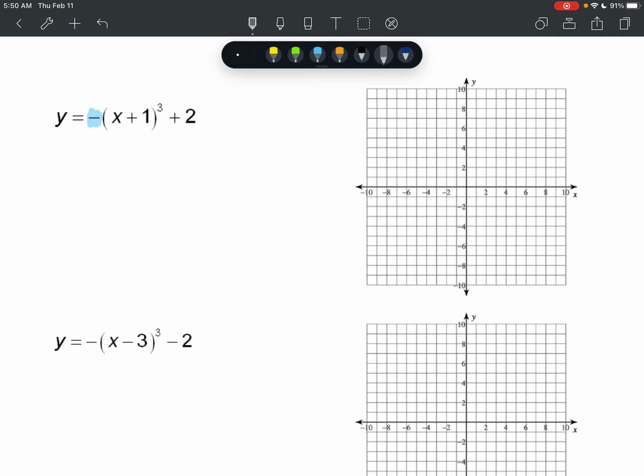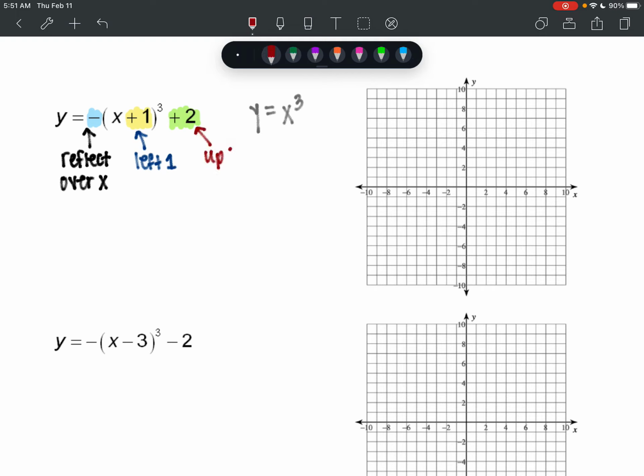So this parent function is y equals x cubed. It's a cubic function. And it's got a couple of things going on. It's got the reflect, it's got left 1, and then it's got up 2. So I'm going to write those things down. We always reflect first. So whenever we have that negative either on the inside or the outside, we're going to do that reflect. And that outside means a reflect over the x-axis. And then plus 1 is left 1. And plus 2 on the outside is up 2.